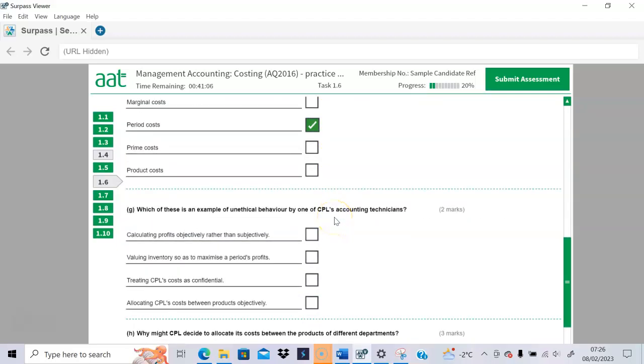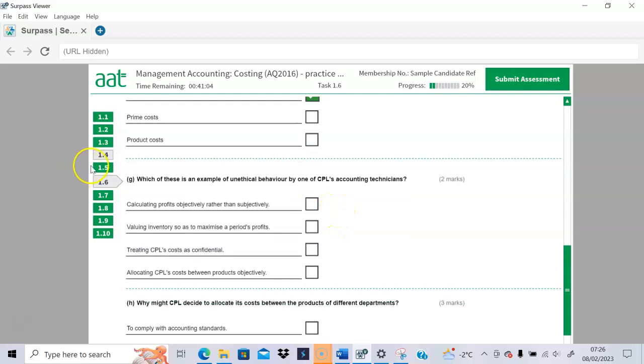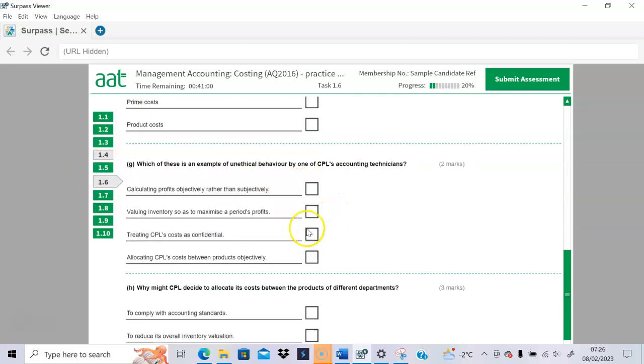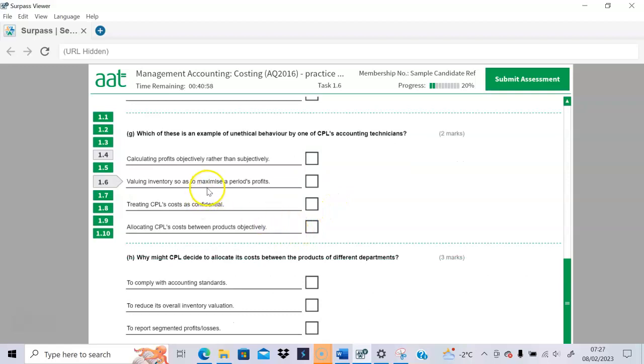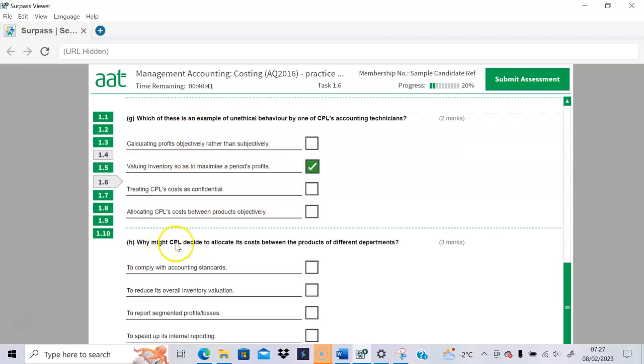And then this question is asking about ethical behavior. Which of the following is an example of unethical behavior? Treating CPL's information as confidential is a good thing. Allocating objectively is a good thing. Valuing inventory so as to maximize period's profit is unethical, right? So all of these are about being objective, right? So the answer there is that.